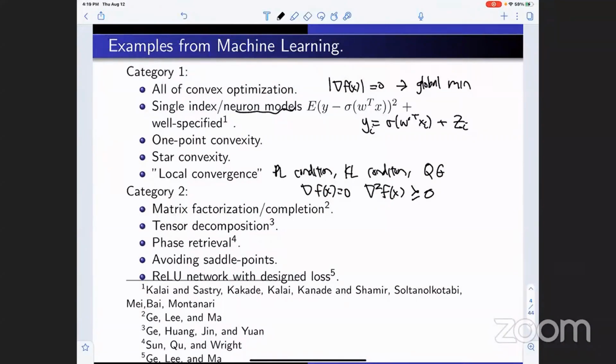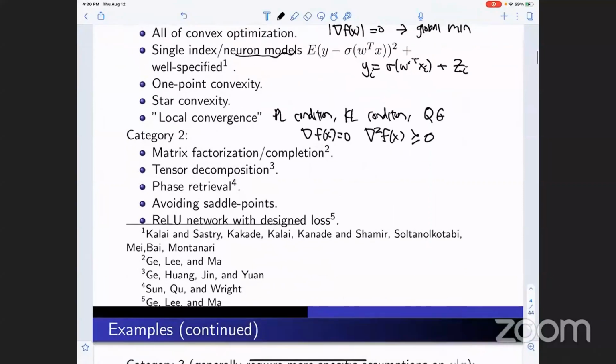Then tensor decompositions also fall in this category. Phase retrieval, saddle points. You can massage two-layered networks with a carefully designed loss, not with a natural loss, into this category 2 of methods.